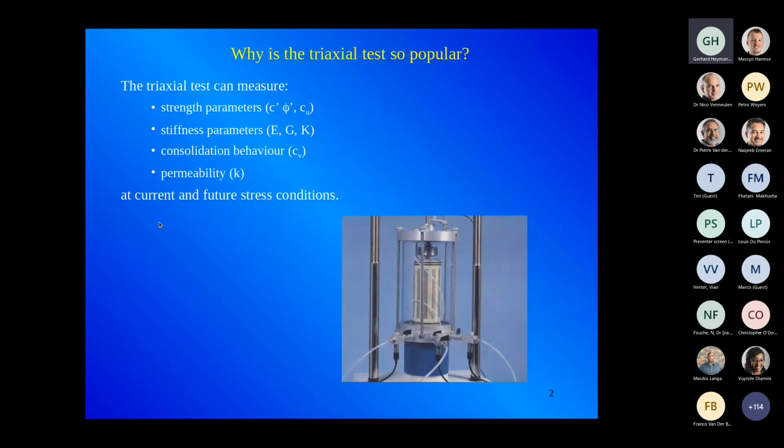Now, having said that, the boundary conditions are also very well defined. It's axisymmetrical. Now, in some cases, that's considered to be a limitation, but you can look at it both ways. If you look at it from the positive side, the fact that it has well-defined boundary conditions. On the negative side, you can argue that may not be the boundary conditions that exist in the field. Okay, granted. So we need to keep that in mind. That's why there are many other laboratory tests as well. But versatility is without a doubt the main reason why the triaxial test is so popular.